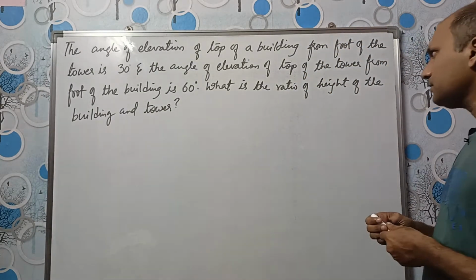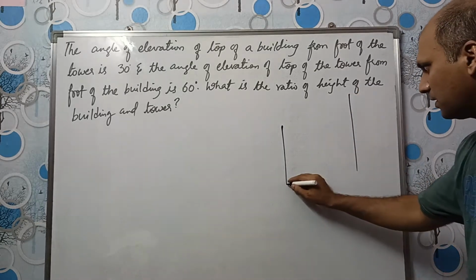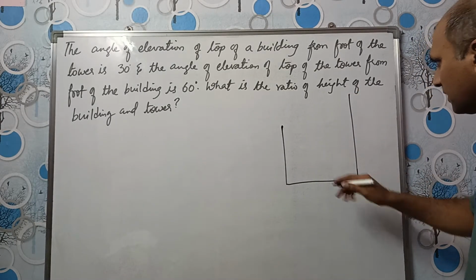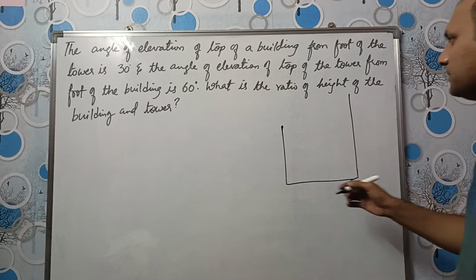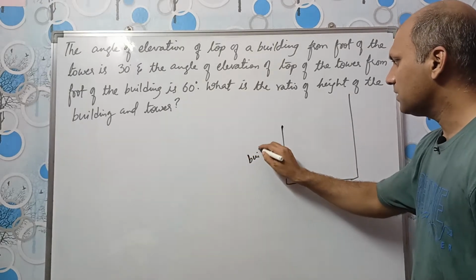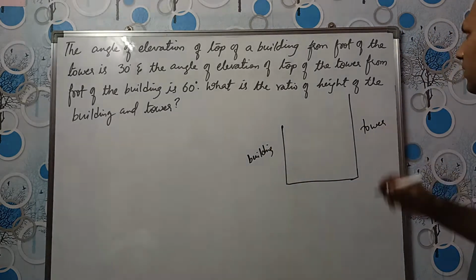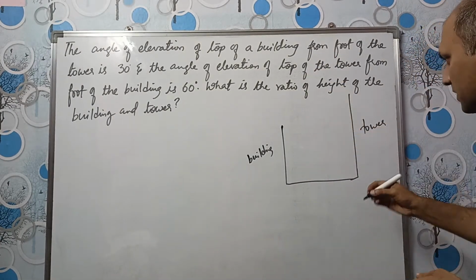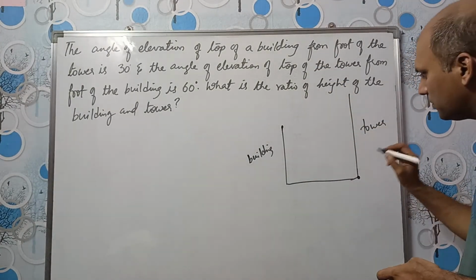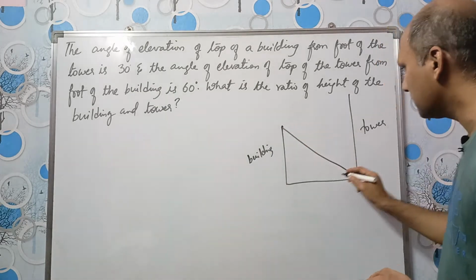Okay, see there is a building and there is a tower. We don't know which one is taller or which one is bigger. What is given? The angle of elevation of top of a building. Suppose this is the building and this is the tower. See, angle of elevation of top of a building from foot of the tower is 30. So this is the foot of the tower. Somebody is observing the top of a building from foot of the tower and the angle of elevation is how much? 30 degrees.